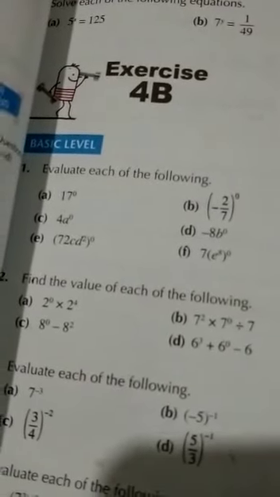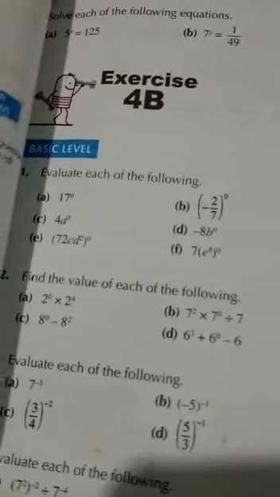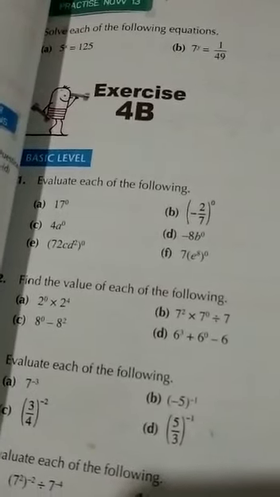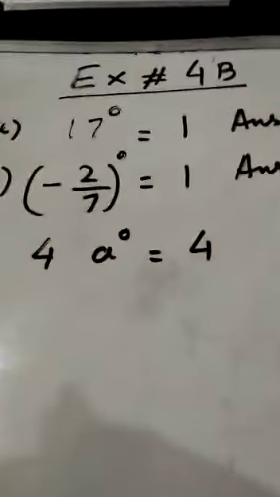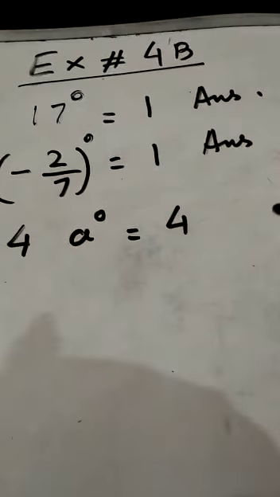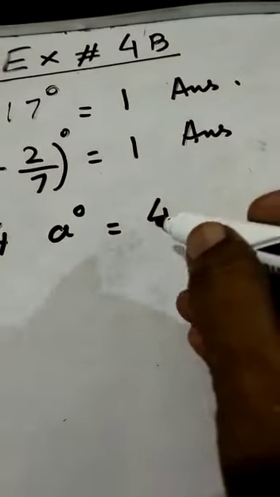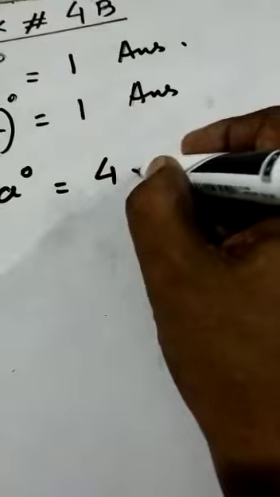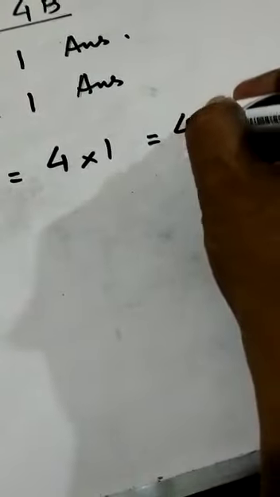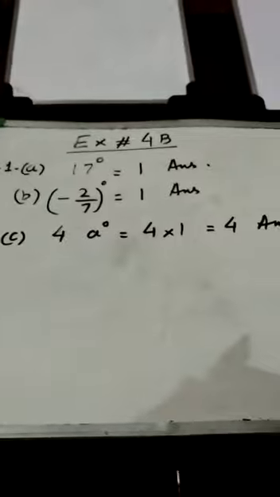Now C. C is 4 a to the power 0. So 4 a to the power 0, 4 will remain like this, and a to the power 0 will become 1. So your answer will be 4 only, because 4 ones is 4. When you will multiply 4 with 1, it will be 4.